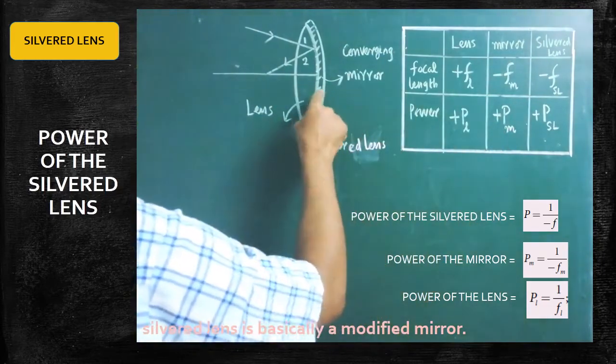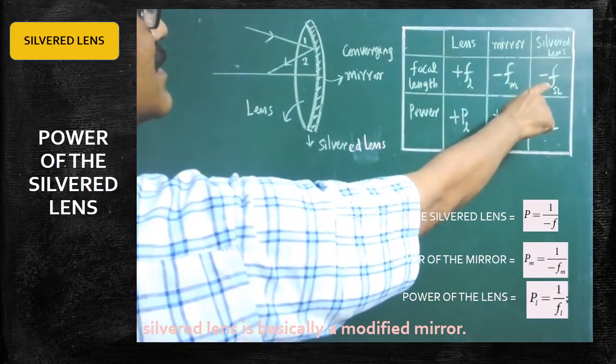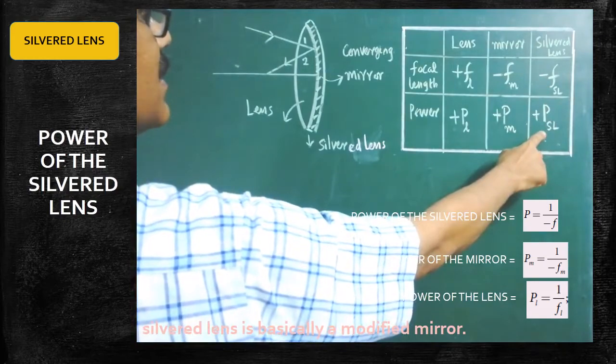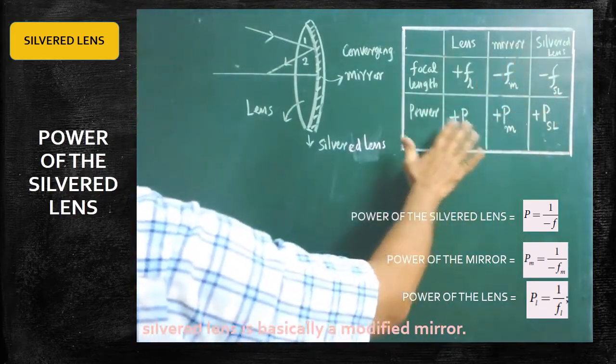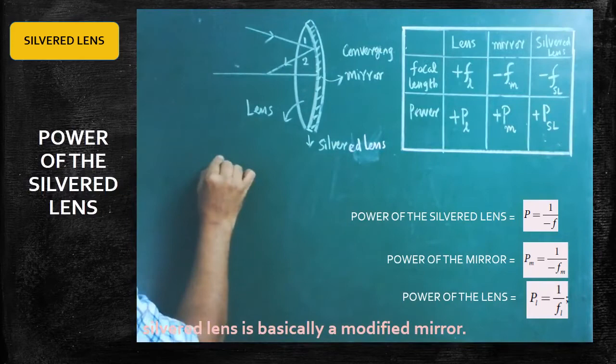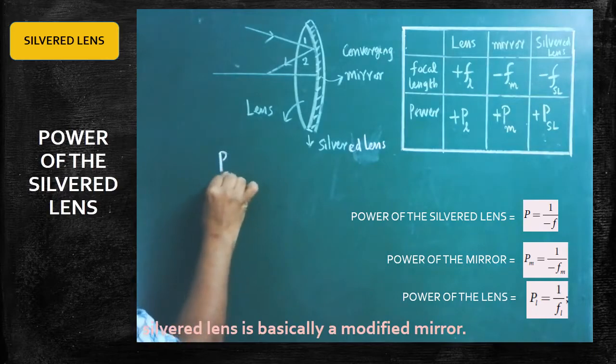If both are combined, you will get the silvered lens. In the case of silvered lens, the focal length must be taken as negative and the power must be taken as positive. So, by using this sign convention, we are able to derive the expression for power of the lens. Here, the power of the complete combination silvered lens is, how will you write?